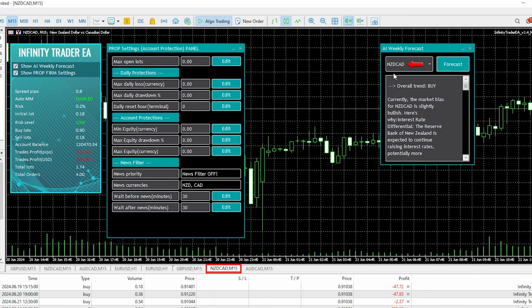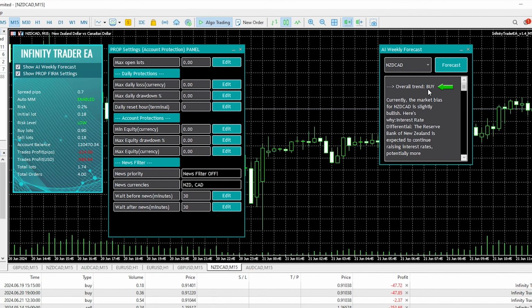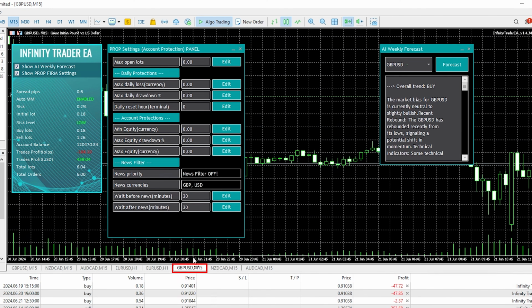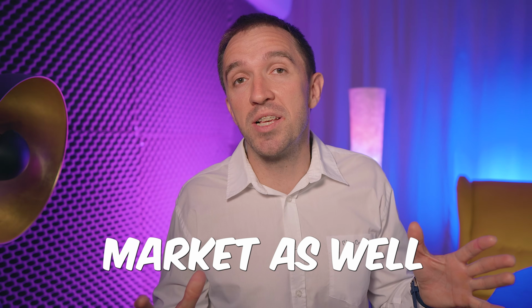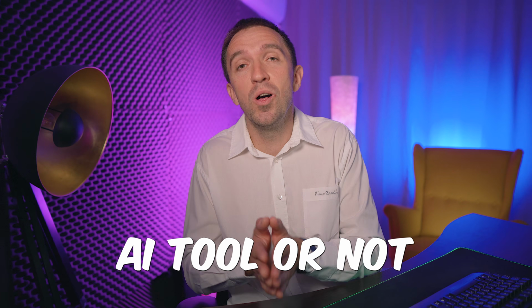For example, if I switch to the New Zealand cat, you will see that overall trend is buy, and with the pound dollar right now we have a bullish market as well. However, you can decide if you want to use the AI tool or not.